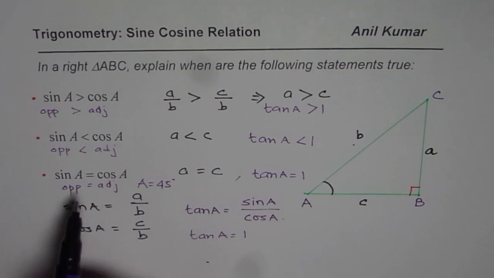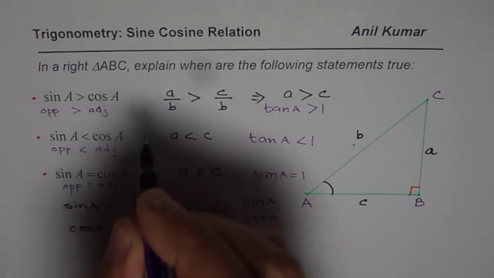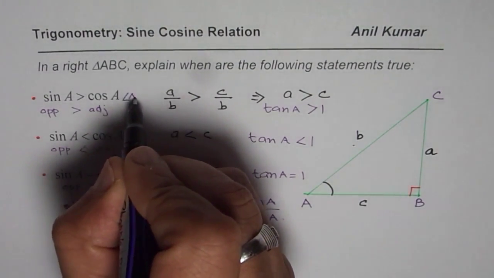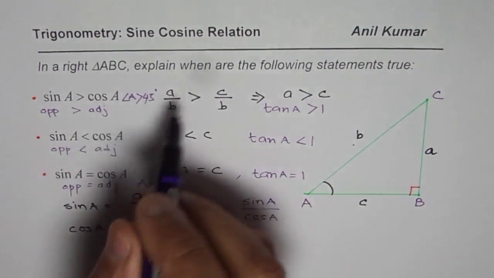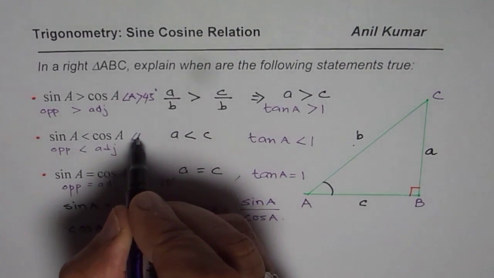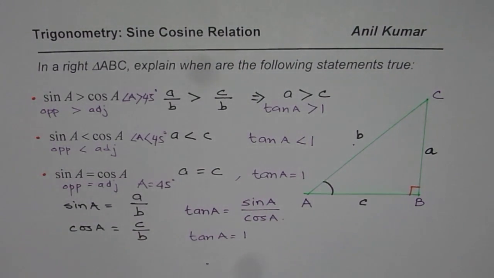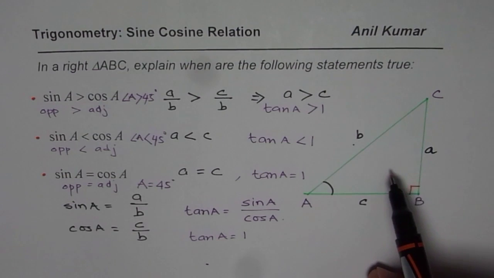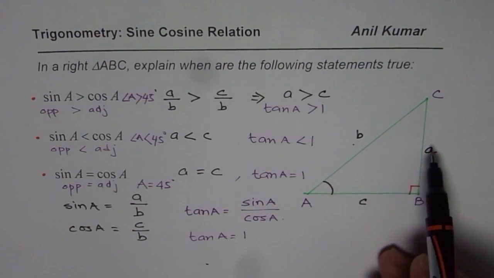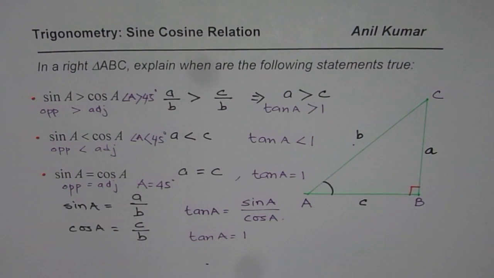So we could say that if angle A is 45 degrees, they are equal. But if angle A is greater than 45 degrees, then sine A is greater. But if angle A is less than 45 degrees, then sine A is less. So there are so many different ways in which we can explain the same thing. So as you can see from this video, we can explain when sine A will be greater than, equal to, or less than cosine A in so many different fashions, depending on the sides, depending on the angle, or depending on another ratio, the tan ratio. I hope that helps. Thank you.